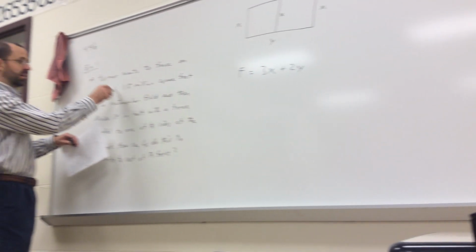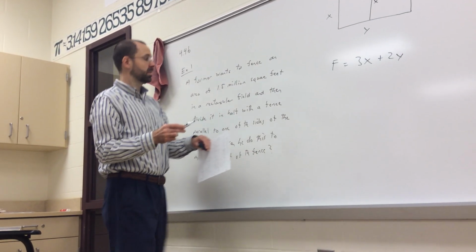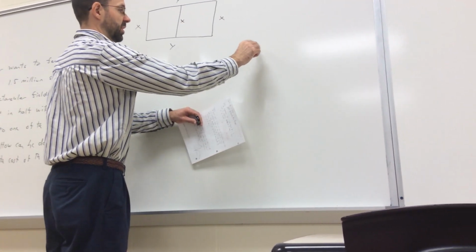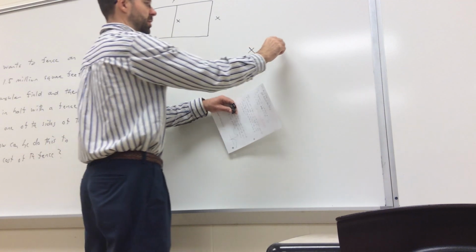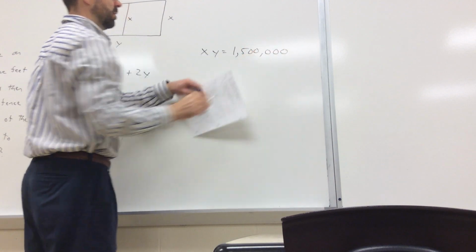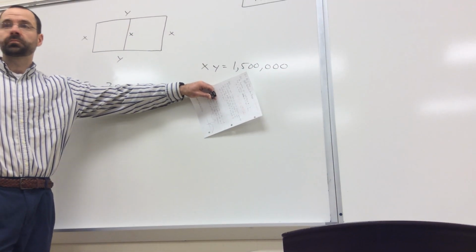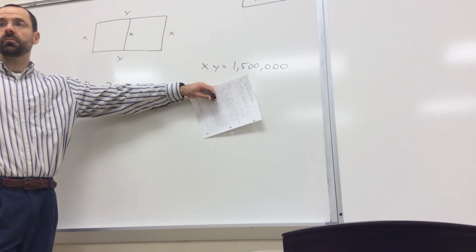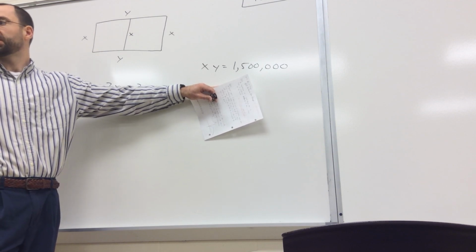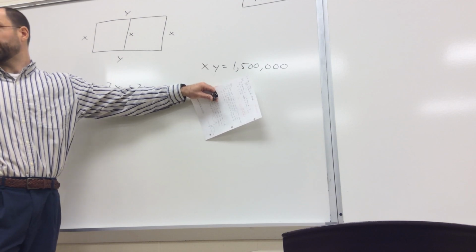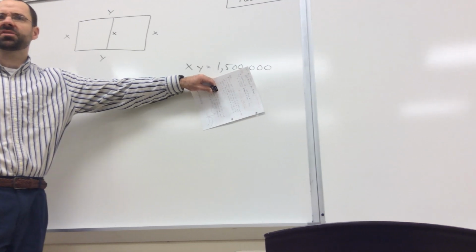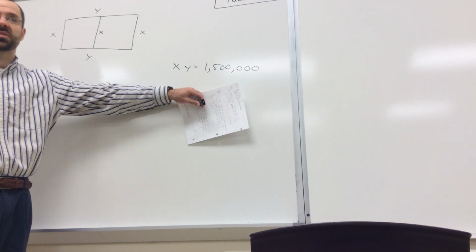So we have this 1.5 million square feet, which means that the area in here is 1.5 million. So that means x times y is 1.5 million. So he's fencing in 1.5 million square feet. That has to do with area. So that's why this is the area equation. But this is not the main equation, right? This is just a side equation that we're using to help us out.